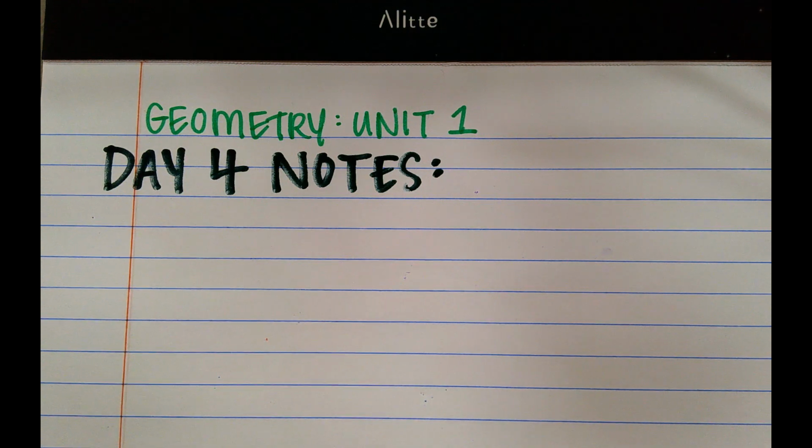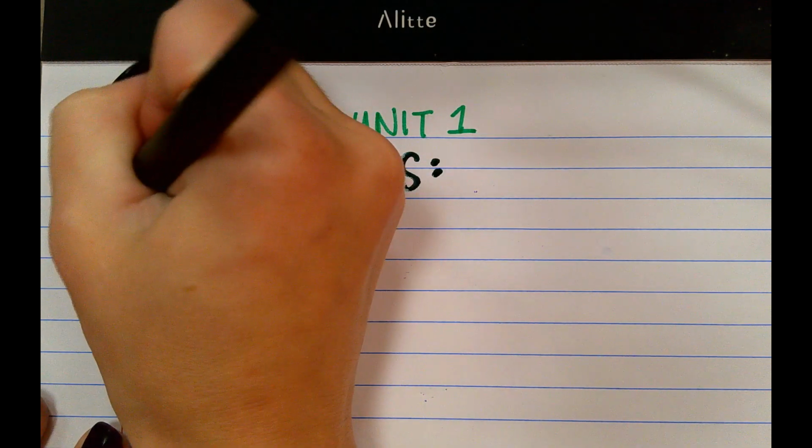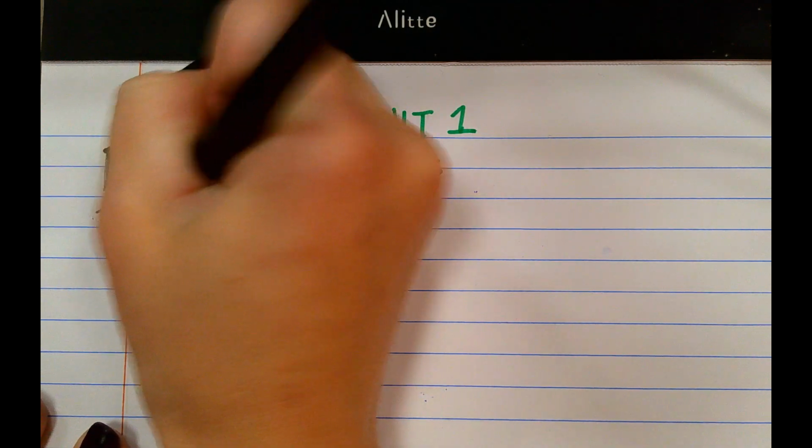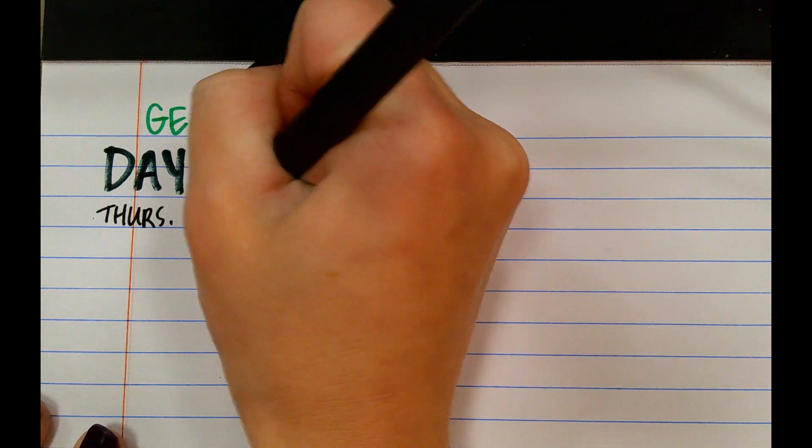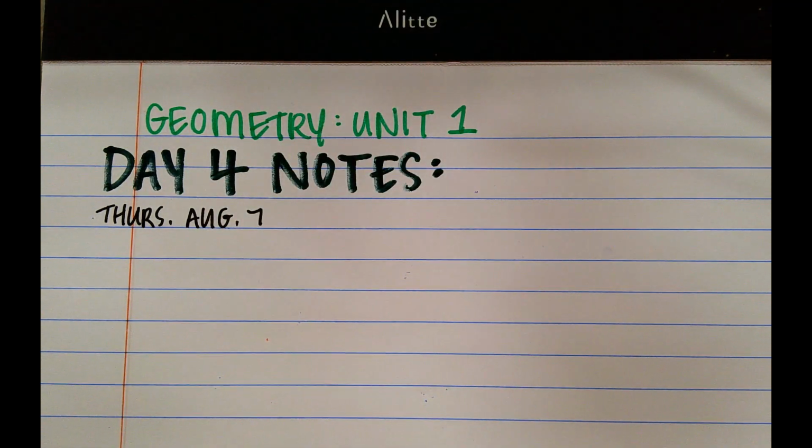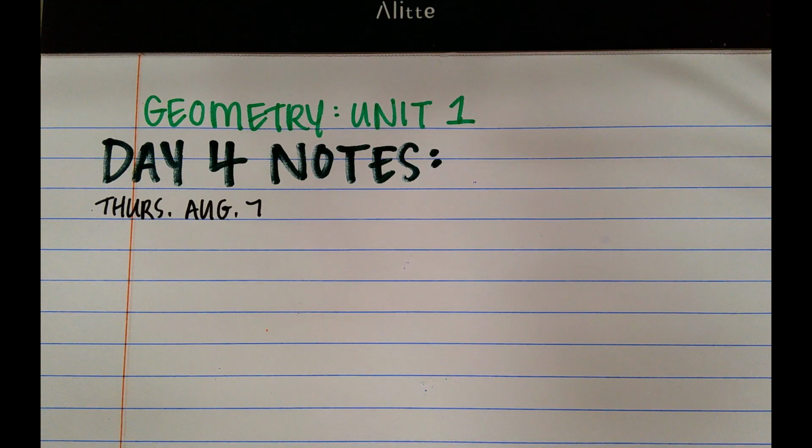So day 4 notes, and again, it is Thursday, August 7th. And we have been talking about angles, lines, rays. Yesterday we did complementary angles and supplementary angles. But now we are going to look at a few more relationships of angles.